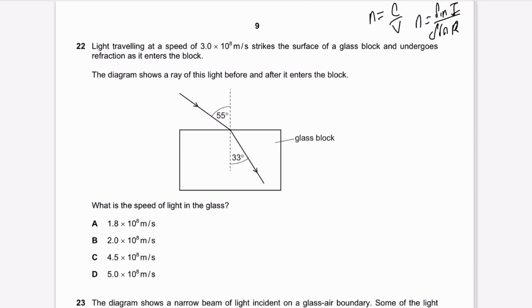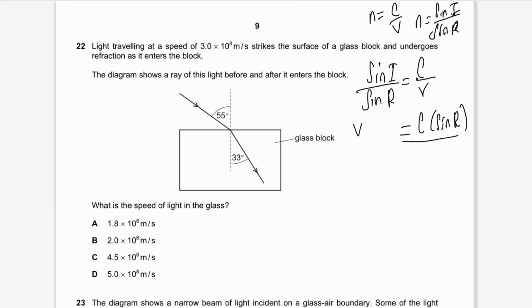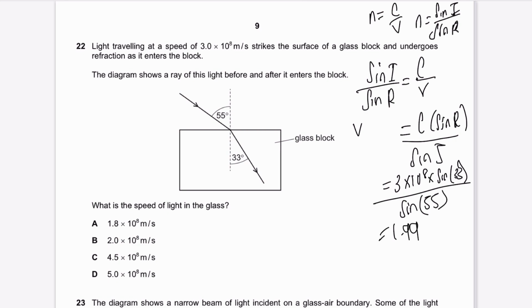Okay, so we're going to combine both of these equations and we're going to get sine I upon sine R is equals to C upon V, and हमें निकालना है V. So we will get V is equals to C into sine R upon sine I. So C हमारे पास क्या है? 3 into 10 to the power 8 multiplied by sine refraction का angle क्या है? 33 upon sine 55. So the answer is around 1.99. So इसका answer obviously होगा 1.99 is around 2 into 10 to the power 8. So the answer for 22 is B.